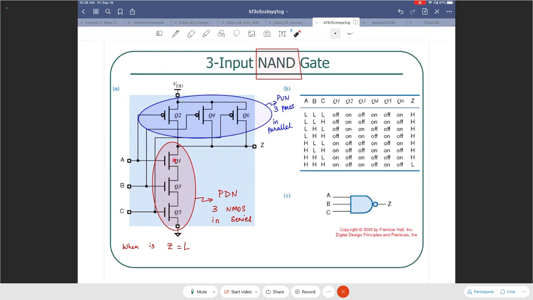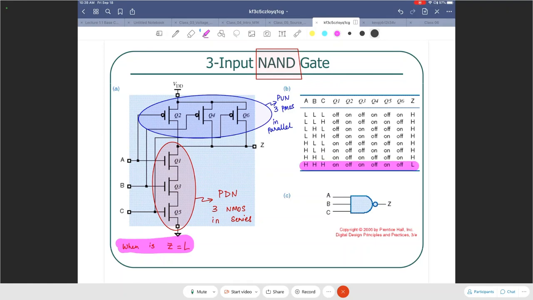So the only time when Z can be 0 is because these 3 transistors, Q1, Q3, Q5 are all in series, each of them has to be turned on, right? So Q1 has to be on, Q3 has to be on, Q5 has to be on. And for that to happen, A has to be high, B has to be high, C has to be high. All 3 of them being high, that's the only time Z will be low. So that's our last entry in the table.